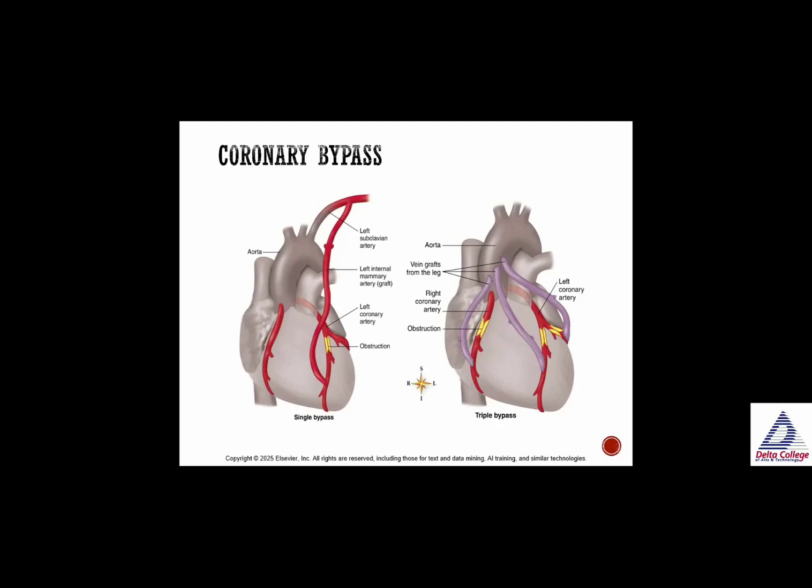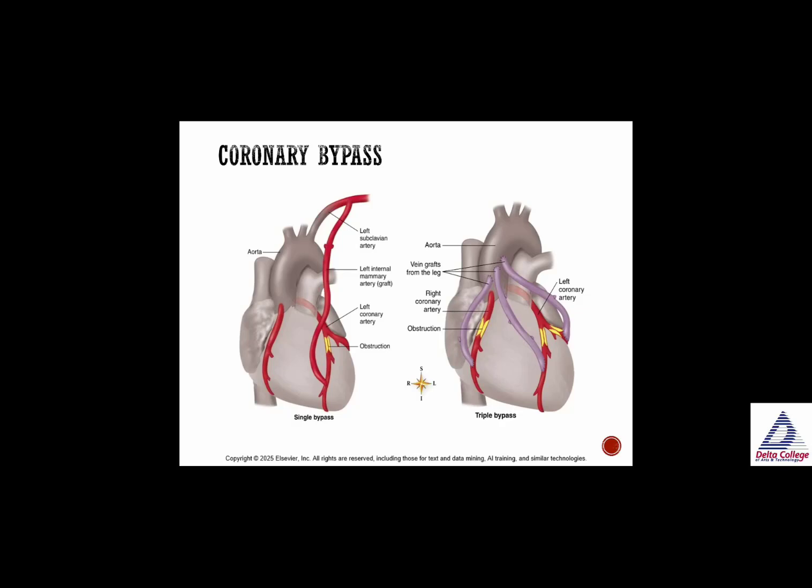Coronary bypass. So here, on the left is a single bypass. Basically what they've done is they have taken veins from the leg or somewhere else, and they sew them in where they need, right? So you can see here where the left internal mammary artery, this came from the breast, and you can see where it's grafted all the way down past that obstruction in yellow.